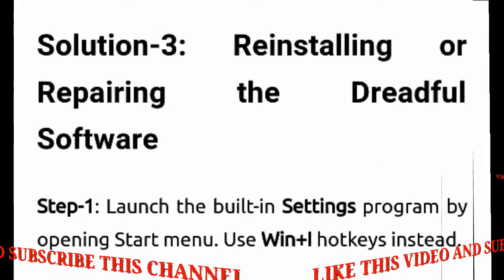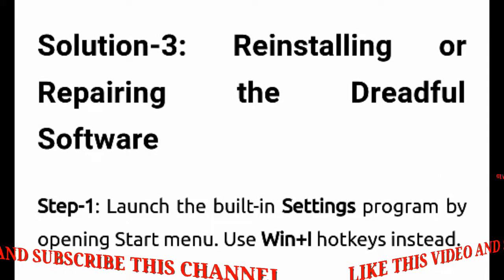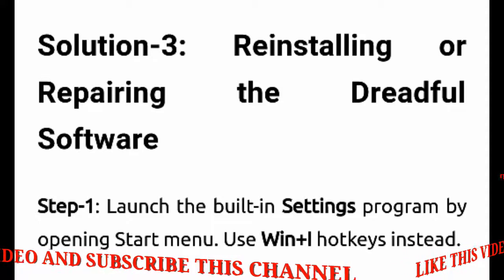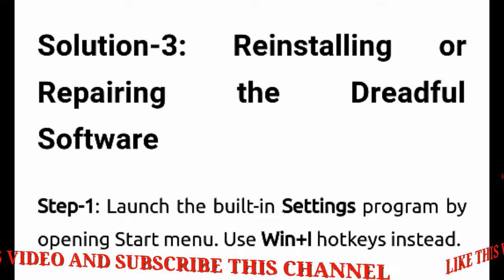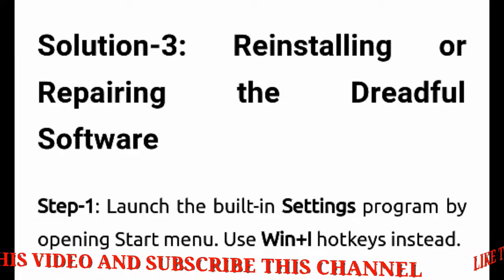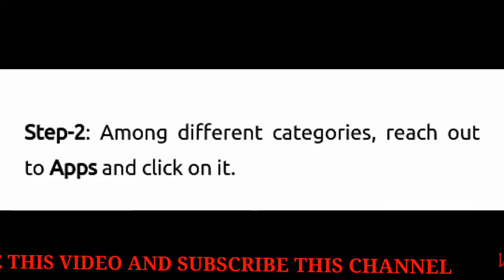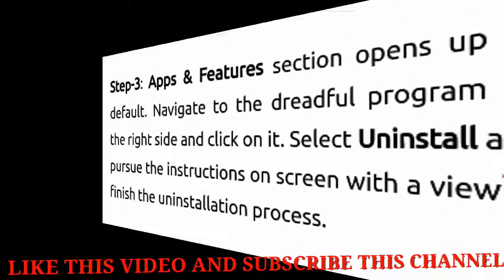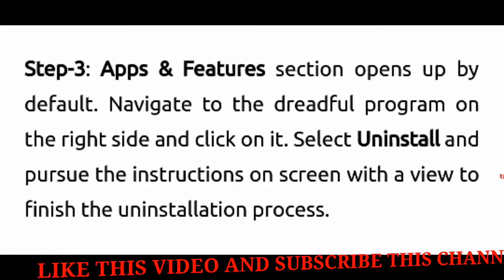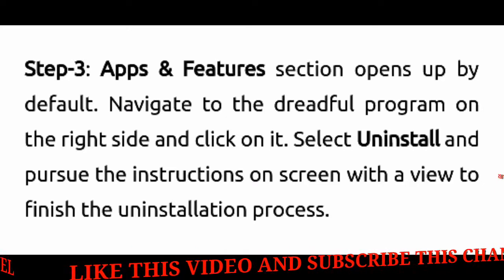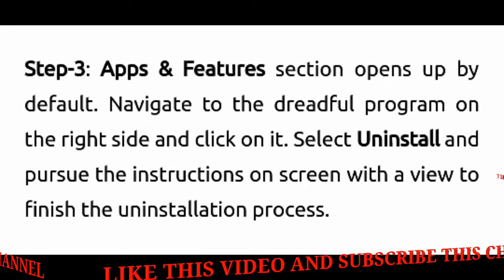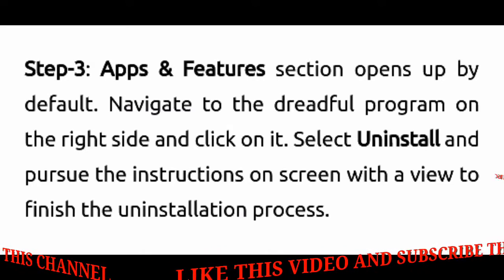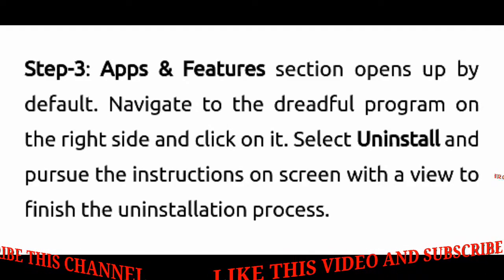Solution number 3. Reinstalling or repairing the problematic software. Step 1. Launch the built-in settings program by opening the start menu. Use Win plus I hotkeys instead. Step 2. Among different categories, reach out to applications and click on it. Step 3. The applications and features section opens up by default. Navigate to the problematic program on the right side and click on it. Select uninstall and follow the instructions on the screen to finish the uninstallation process.